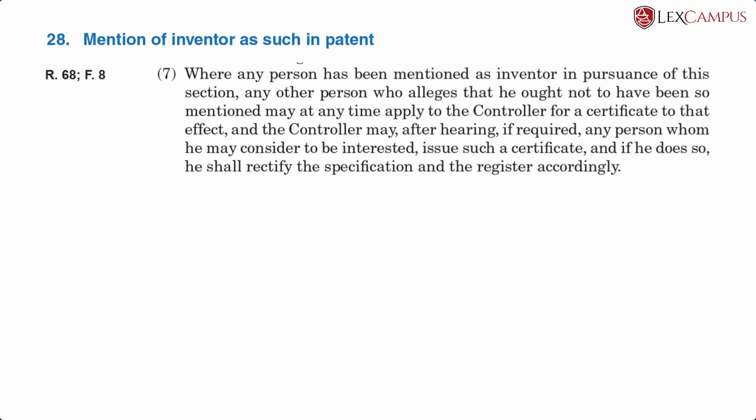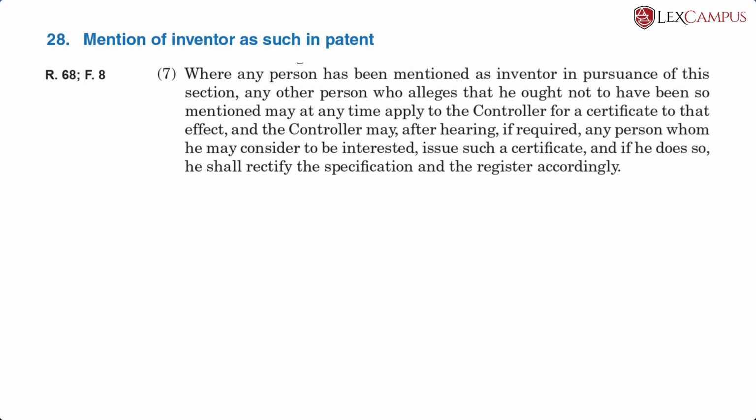Then he can approach the controller at any time for a certificate saying that this person's name was wrongly added, and there will be a hearing, and the controller will call all the necessary parties and then issue the certificate. We understand the certificate as a written document specifying that the person's name was wrongly added and now it has been removed, and if he issues that certificate, then he will have to correct the specification and the register, because these were the two places where he mentioned the inventor. We have rectification before the Intellectual Property Appellate Board. This is a rectification process before the controller.